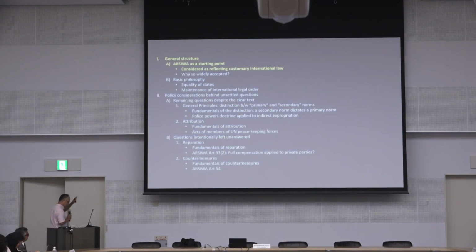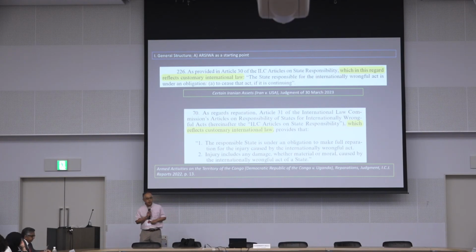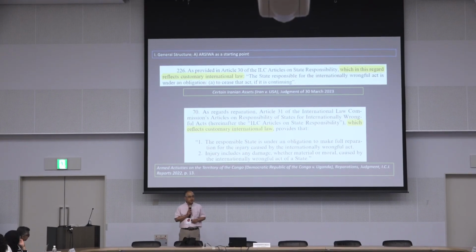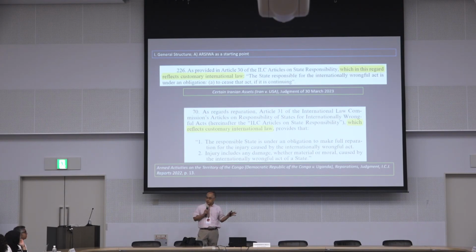I'm going to discuss the basic structure of the theory of international state responsibility, and pick up a few interesting questions. Start with what is called ARSIWA, the Articles on Responsibility of States for Internationally Wrongful Acts. If you have studied international law, you must have heard of these Articles, which are not an international treaty, not in themselves a binding document, but which are widely used in practice. The International Court of Justice, for example, in one of its most recent judgments, refers to Article 30 of the ILC Articles.